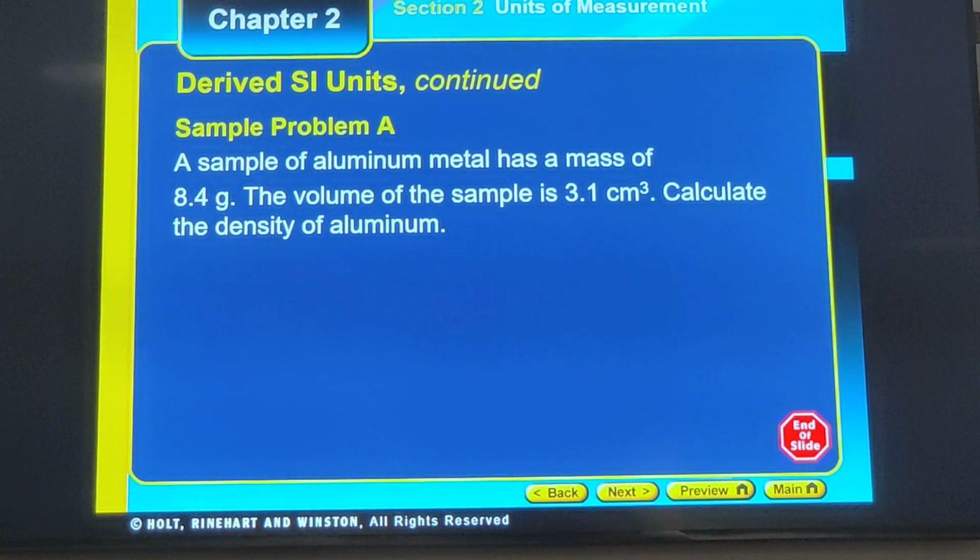Okay, so I'm solving the problem. I write down M equals 8.4. And then I have a volume. So they already tell you this is going to be a V, and it is 3.1 cubic centimeters. So I'm going to write that down like that. And they want us to calculate what? Density. What's the letter for density? We're going to use the letter D. Question mark. Okay? So write that down.